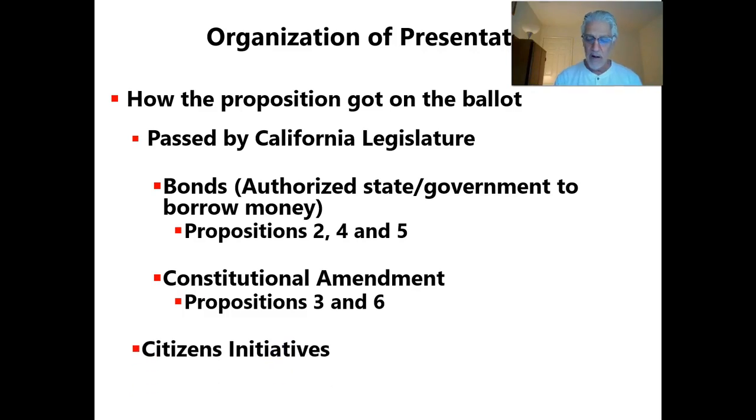The other way things get on the ballot is through the initiative process. This involves an individual or an organization getting signatures from people who are registered to vote in California. The law specifies how many signatures are needed to qualify. So after these organizers collect the signatures, they're submitted to the Secretary of State for verification to ensure that the people who signed the proposition are actually registered to vote in California.